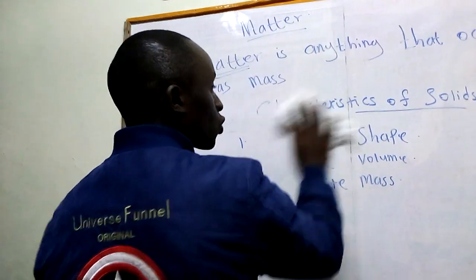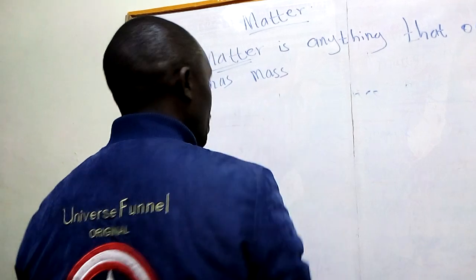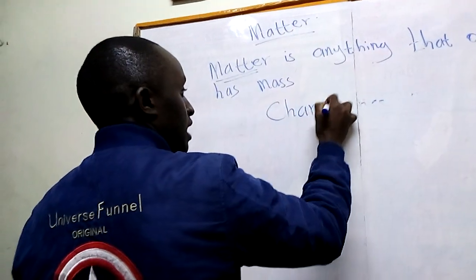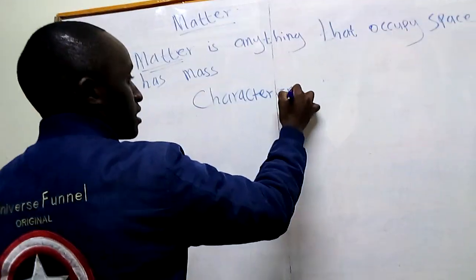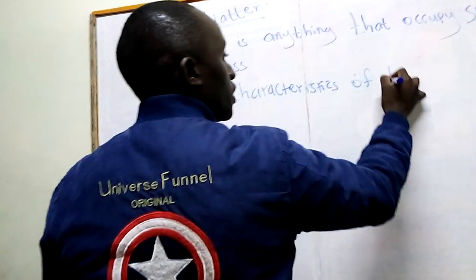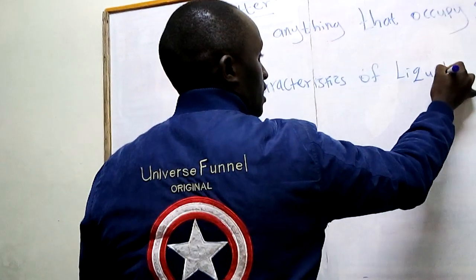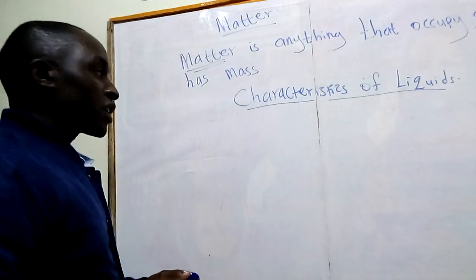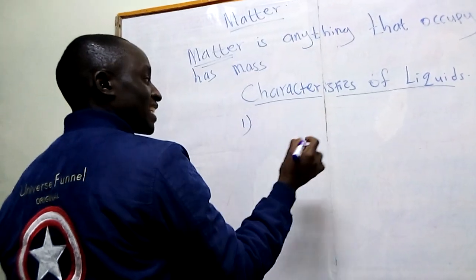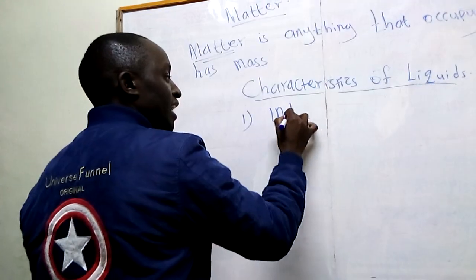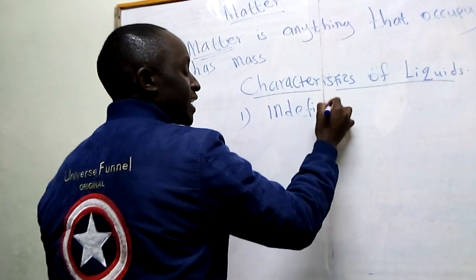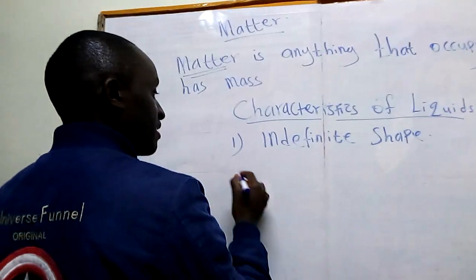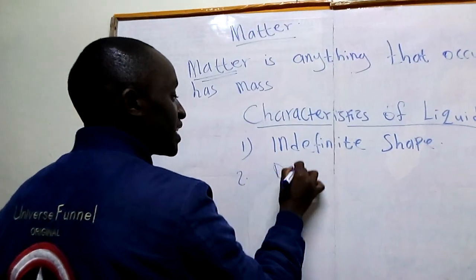From there, let's go to what we call characteristics of liquids. If I come to characteristics of liquids, the first one is that they have what we call indefinite shape. Why do I say this? The second one, they have a definite volume.